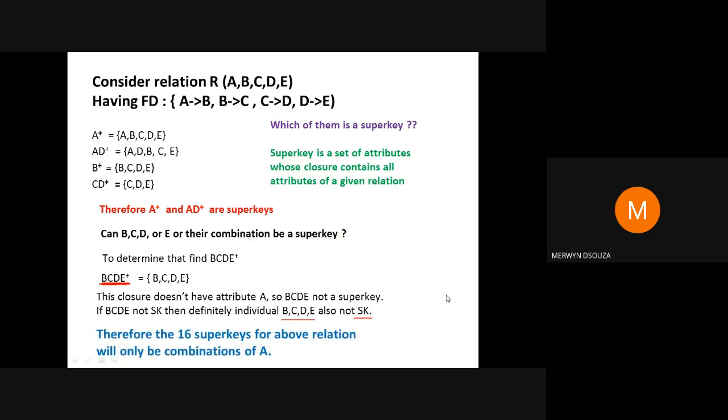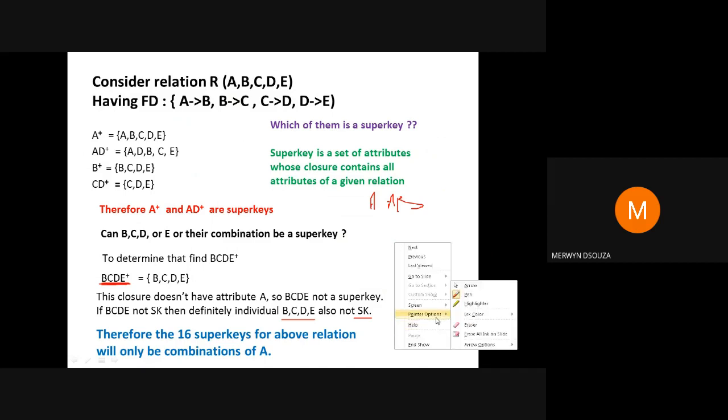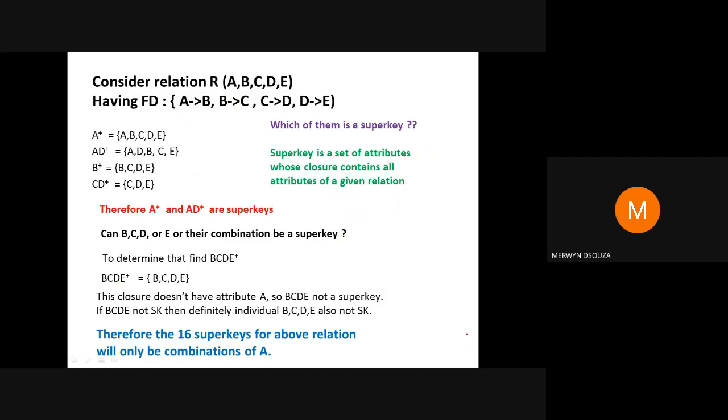So therefore, the 16 super keys for the above relation will be only combinations of A. So A, AB, AC, AD, AE and so on. You can make combinations, and all those will be the super keys for the relation R.